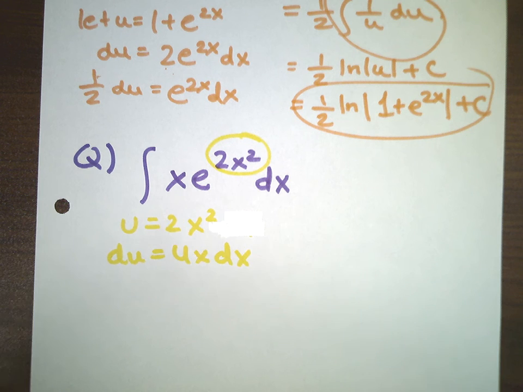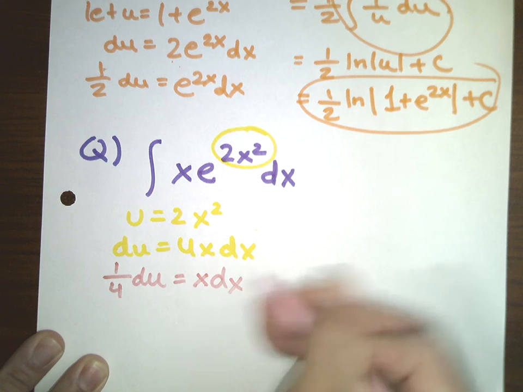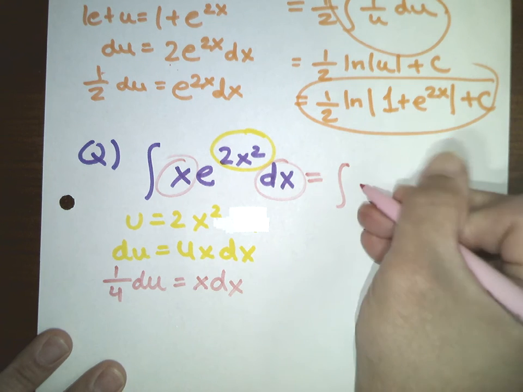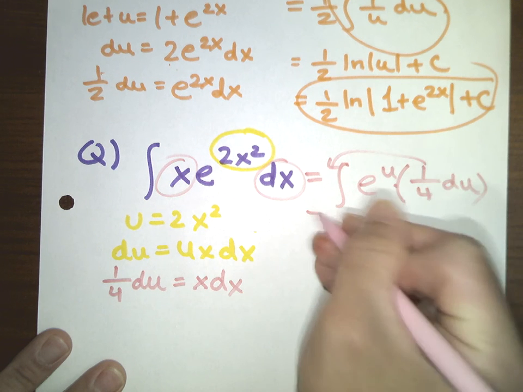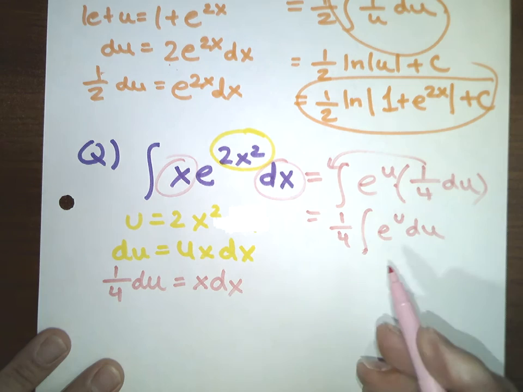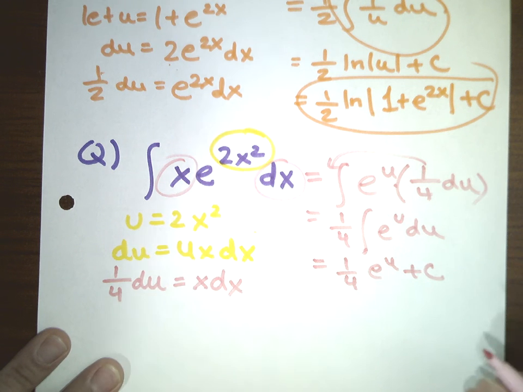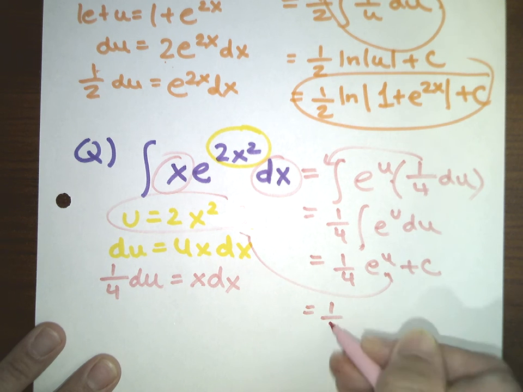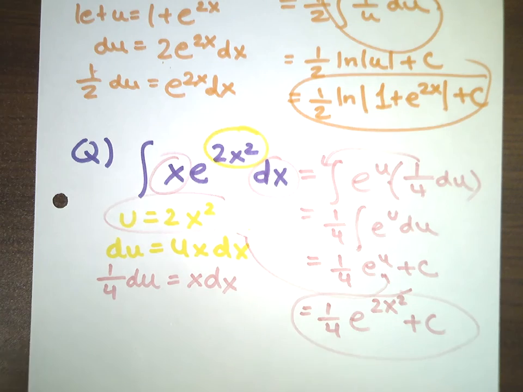1/4 du is x dx. So this ends up becoming the integral of, here's x dx, so e to the u times 1/4 du. I'll bring the 1/4 in front to get 1/4 integral of e to u du. And the exponential integral will just end up giving us 1/4 e to u plus c. And then I can go ahead and substitute u back in to get 1/4 e to the 2x squared plus c. All right, what a time to be alive.